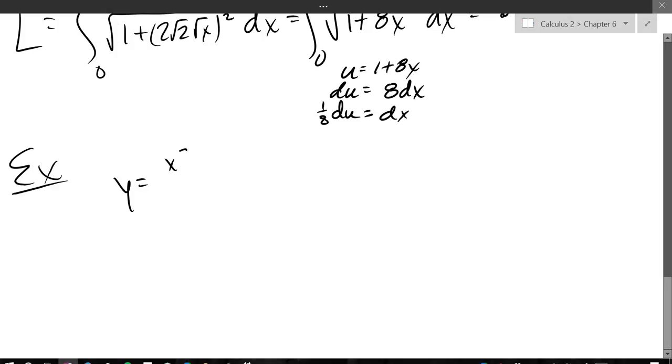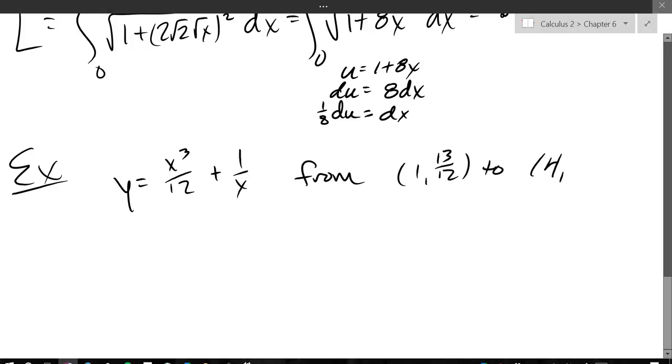All right, x cubed over 12 plus 1 over x from, now we're going to go points here, from 1 comma 13 twelfths to 4 comma 67 twelfths. If we leave it the way it's written, is x a function of y, or is y a function of x? Yeah, if I gave you an x value, you could tell me the y value. If I gave you a y value, it would probably take you a few minutes to tell me what x value, or values, it came from. That'd be a much harder algebra problem.